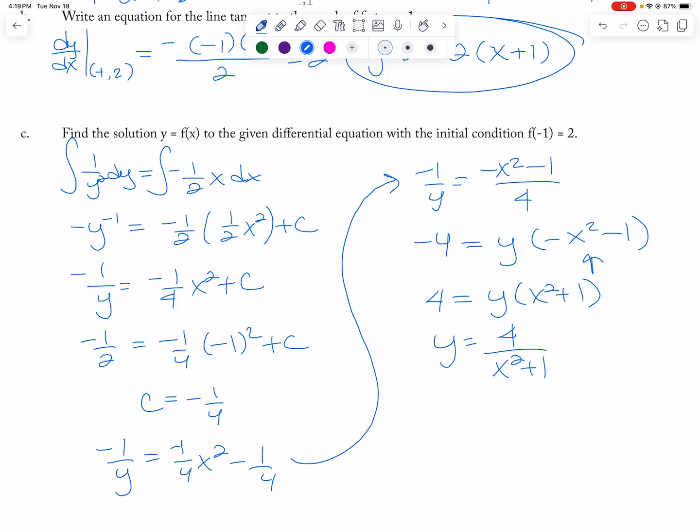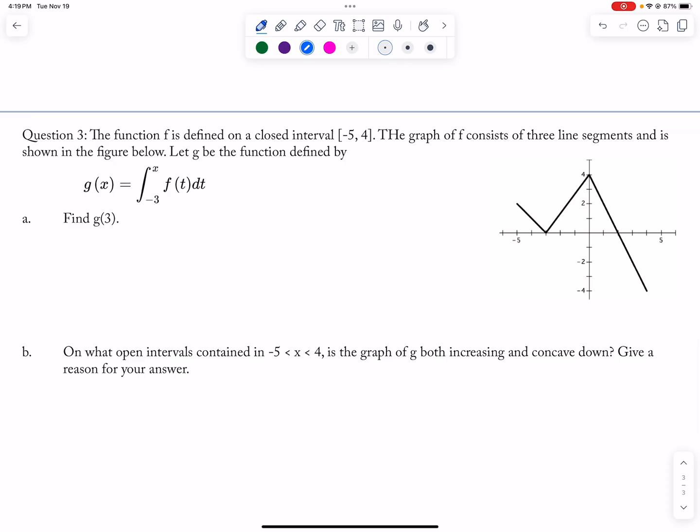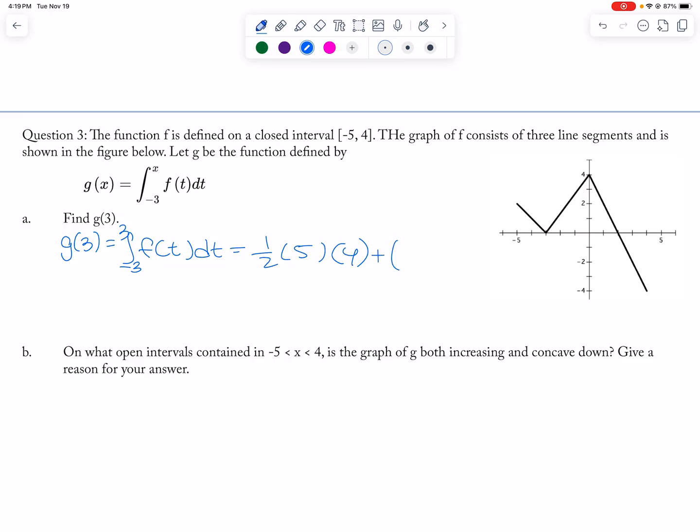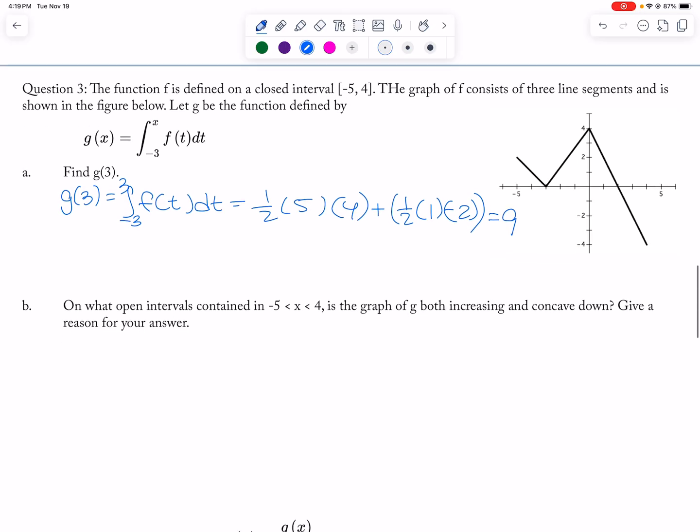All right, so now the third one, final one here, g of 3. So g of 3 is equal to the integral from negative 3 to 3 of f of t dt, which is 1/2 times 5 times 4, plus 1/2 times 1 times negative 2, which gives me 9.